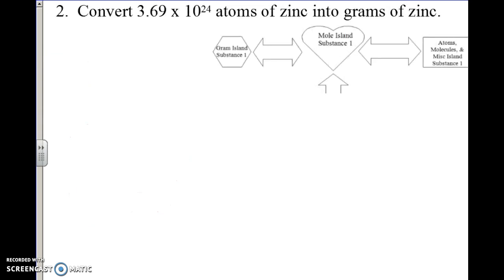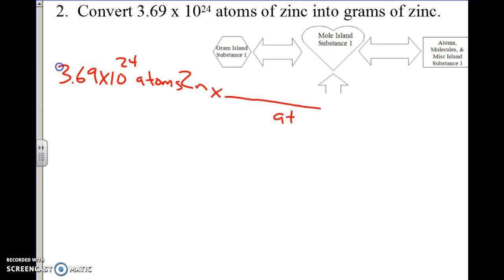Now we're going to move on to question 2. In question 2, it gives us a number and a label, so that's what we're going to start with. We're going to go 3.69 times 10 to the 24th atoms of zinc. Okay, get that much done. Put a multiplication sign, division bar, put atoms of zinc on the bottom. That's what you should be able to do at a minimum.